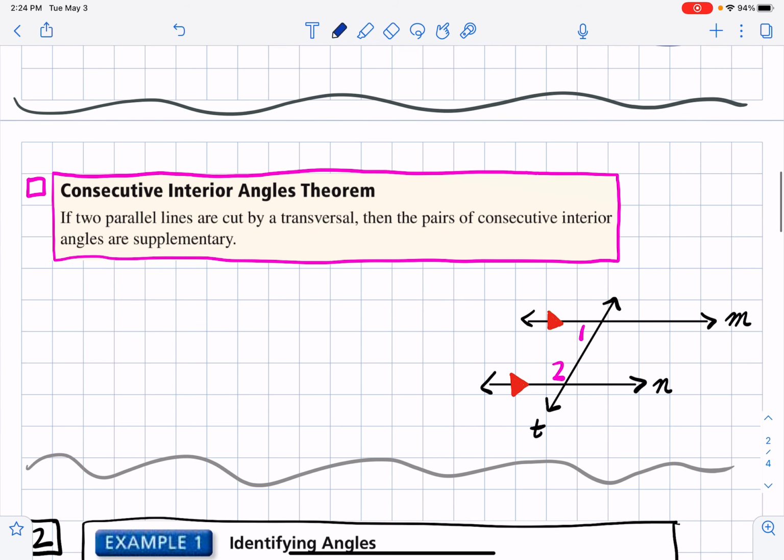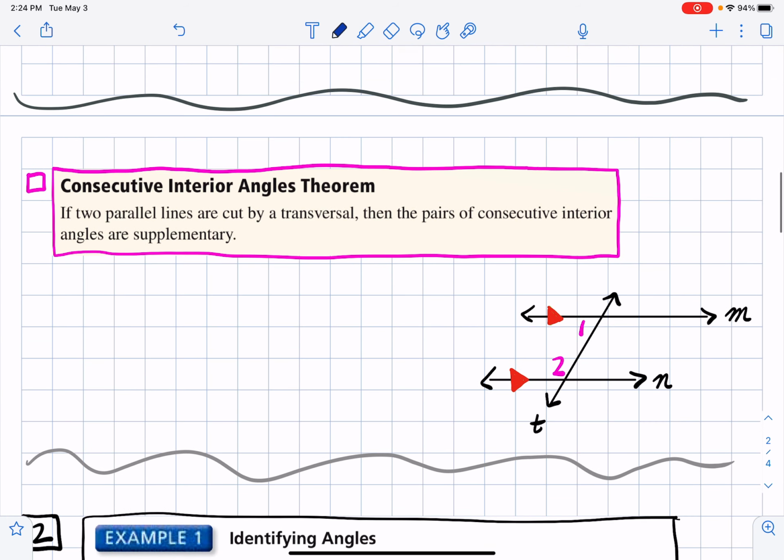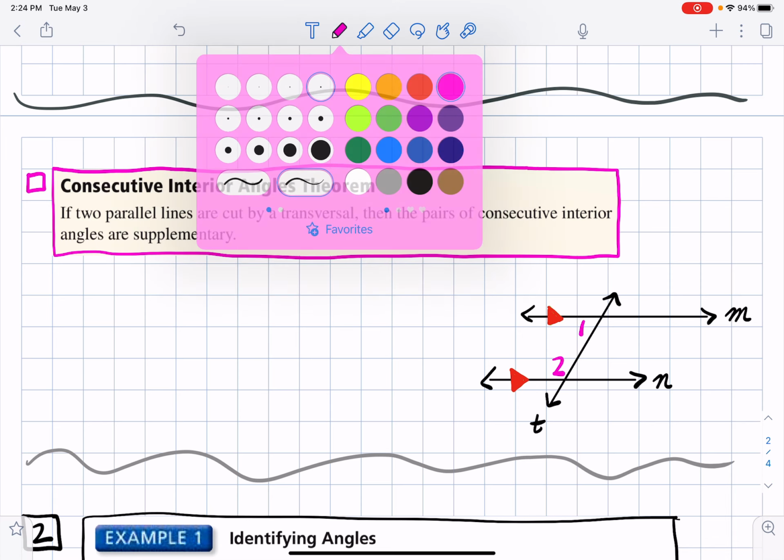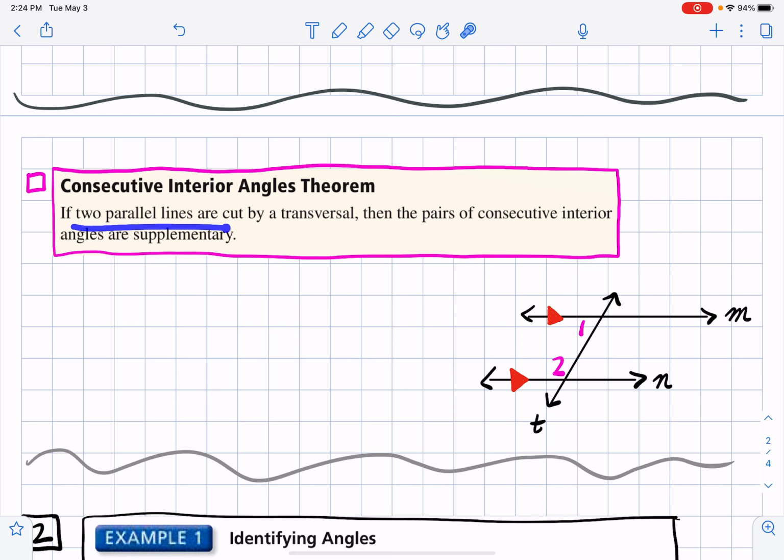Last one is something called the consecutive interior angles theorem. And again, same setup here, right? If 2 lines are cut by a transversal, so again, here's my same picture, right? Then pairs of consecutive interior angles are supplementary. So consecutive interior angles. So consecutive means next to, one right after the other.